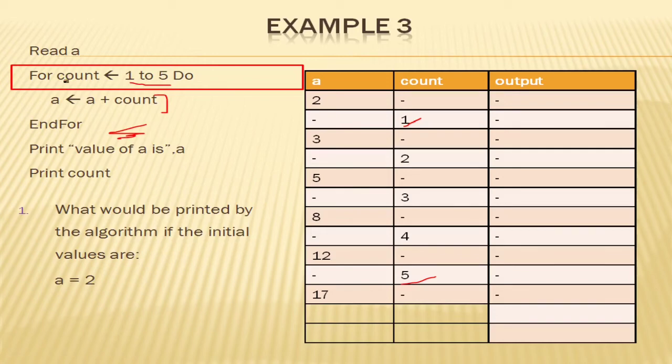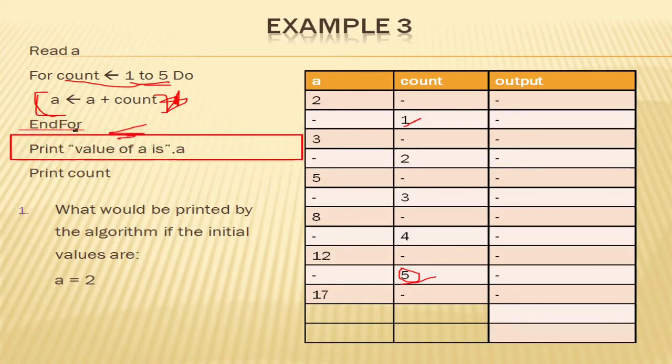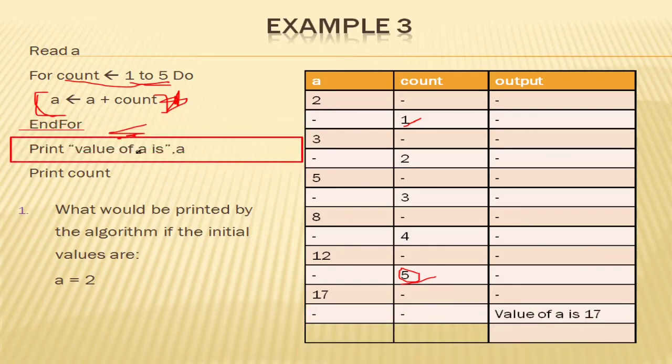because here in the condition we're saying that we're moving from 1 to 5, and if you look here, the value of count is 5. So the for loop is going to realize that, so it's not going to go into the body anymore, rather it's going to jump to the end of the for loop, which is down here. So it skips this altogether, right? It jumps right down to the end for here. Then it is going to go to the next statement, which is print value of a is a, right?